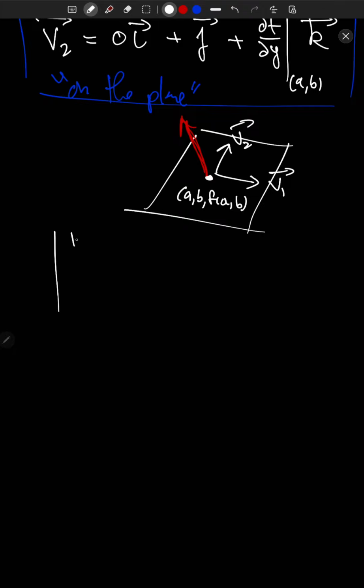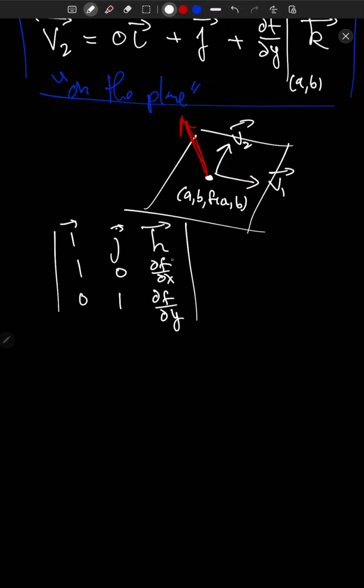So let me actually just do that: i, j, k. Let me do it in the determinant method. 1, 0, df dx. And again, this is at a b, but I'm just going to drop it because it's going to get really messy. So I'm just going to write df dx and df dy. Technically, I should write it at a b, a b.